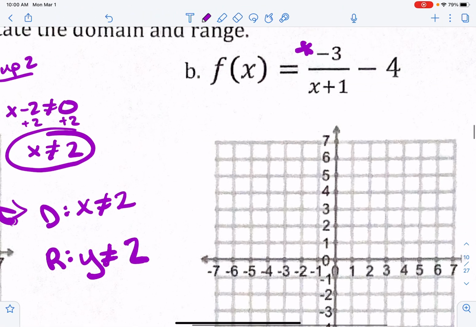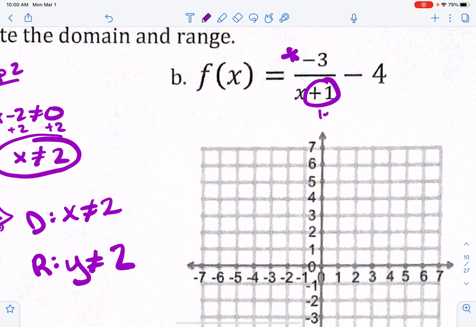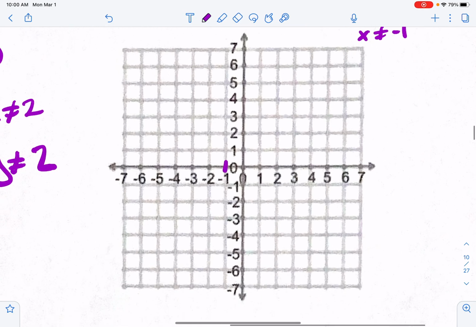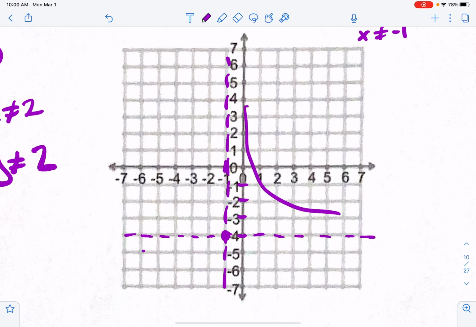All right, this +1 moves him to the left 1 unit, and -4 moves him down 4, okay? Or x + 1 can't be equal to 0, so x can't be equal to -1 if we move the 1 over, okay? So left 1, down 4. I'm going to go left 1, down 1, 2, 3, 4, there's my dot, okay? Put my asymptotes in there, and then my boomerang guys are going to go like this, but don't draw those in yet.